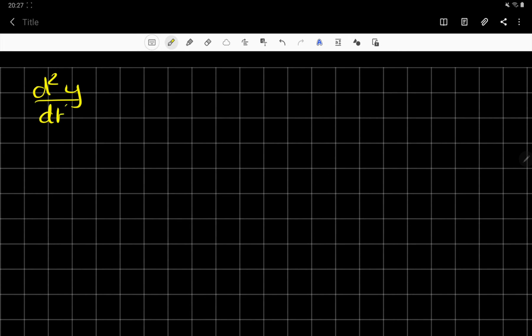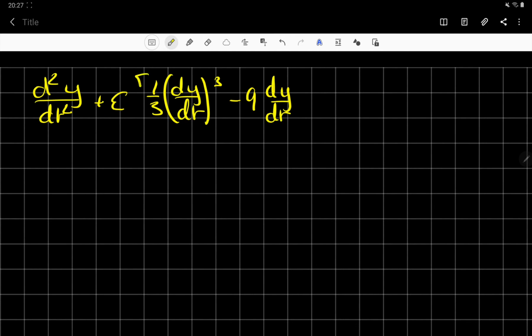d²y/dt² plus epsilon times (1/3 (dy/dt) cubed minus 9 dy/dt) plus 4y equals 0. And we're going to try and use a two-scale method to get us a general solution to this.